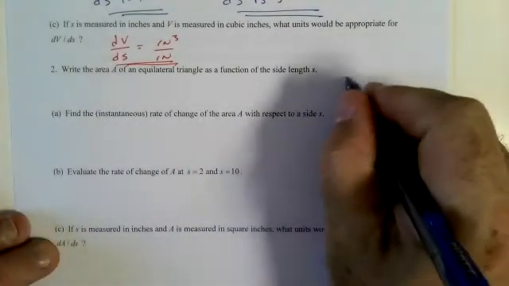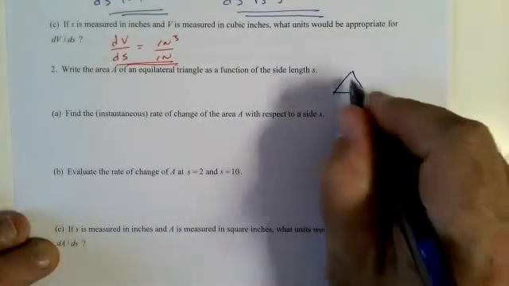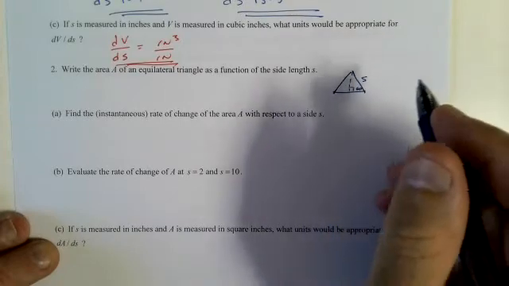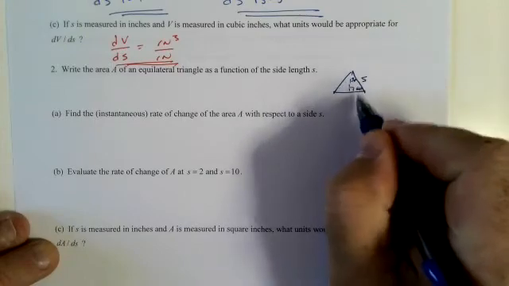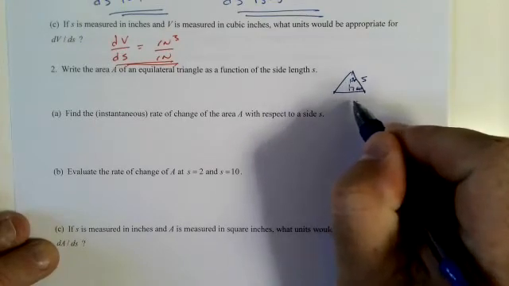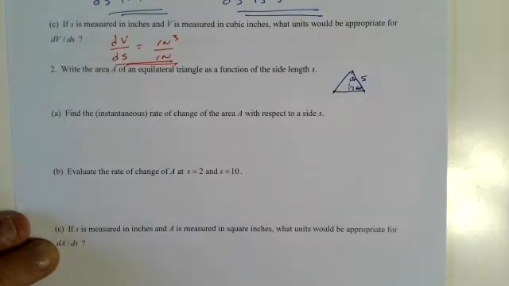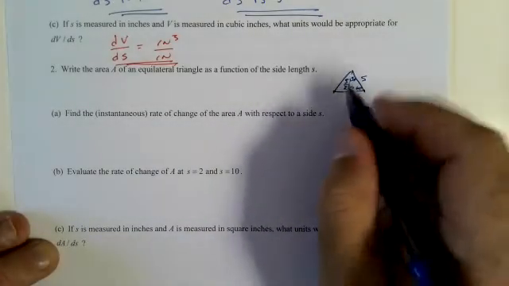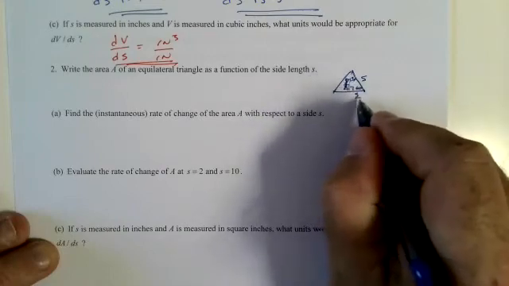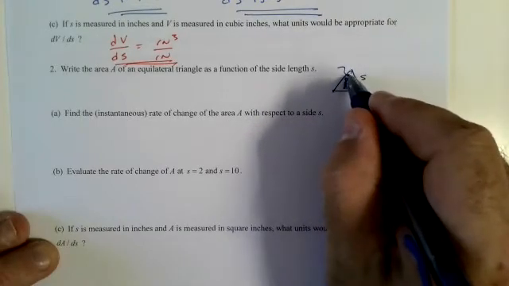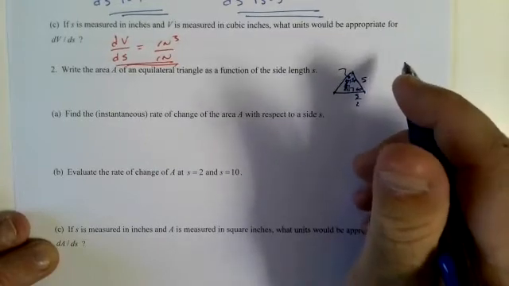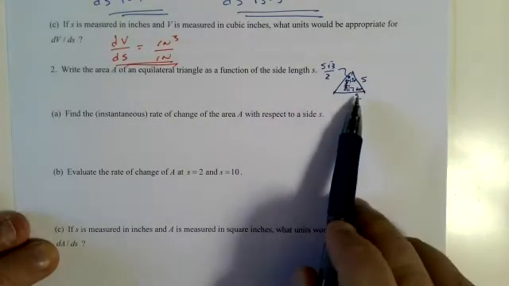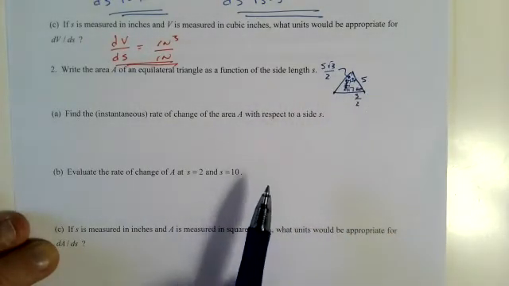Equilateral triangle, 60 degrees, side s, 30 degrees, that's s root 3. No, it's not. That's s over 2. No, it's not. That's s over 2, obviously. And then that is s root 3 over 2. 30-60-90, or you can do the Pythagorean theorem, whatever floats your boat.